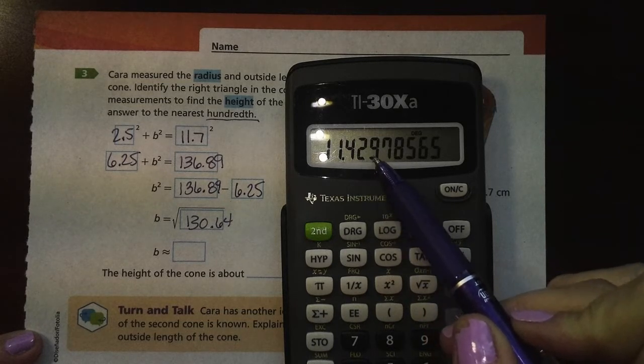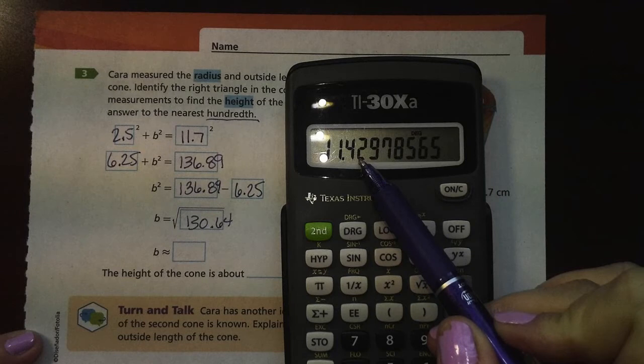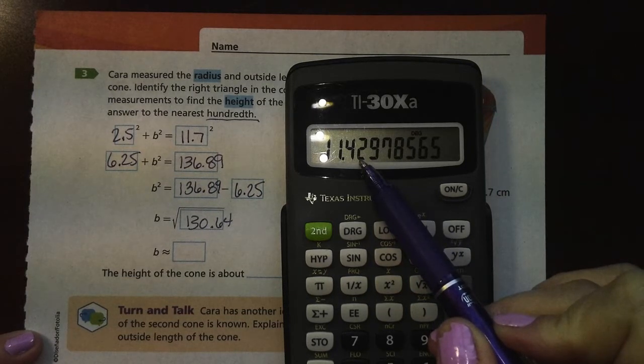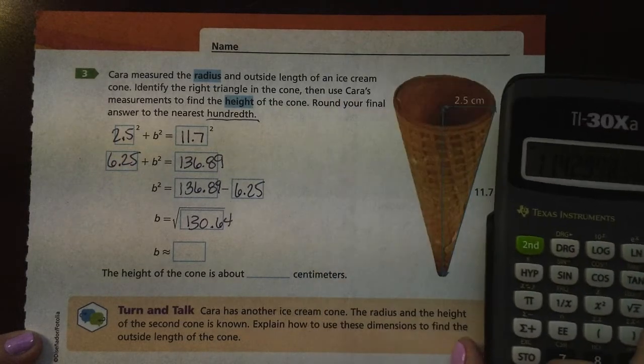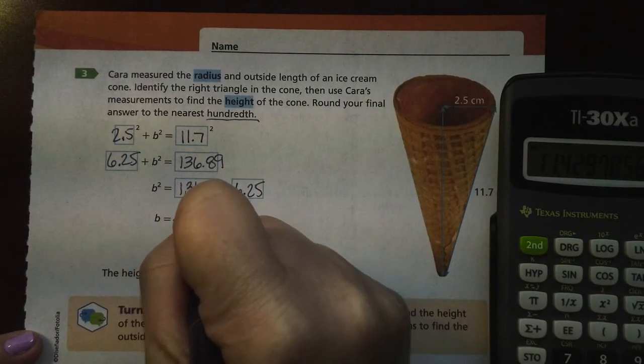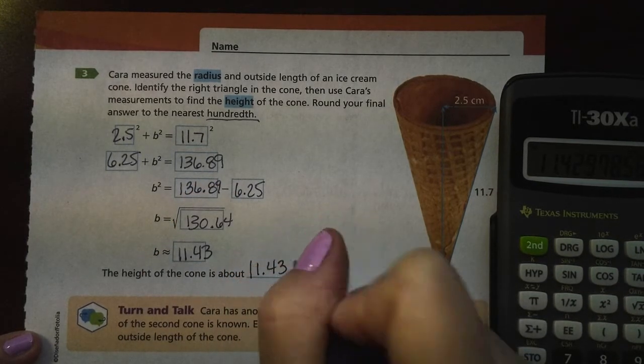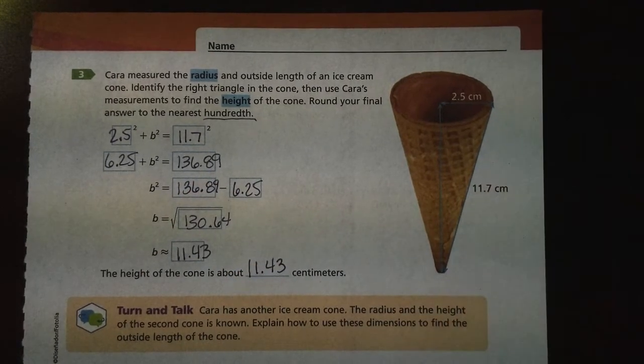So then I'm going to look next to the 2. The 9 tells me what to do to the 2. Since it's 5 or more, I am going to raise the score. So it would be 11.43. So the height of the cone is about 11.43 centimeters.